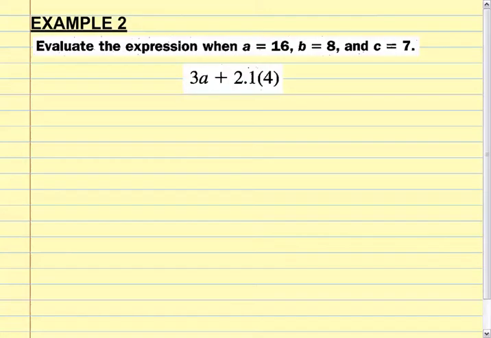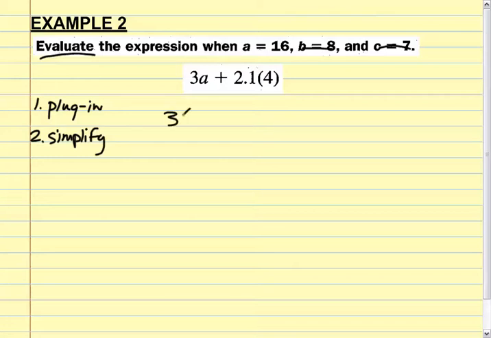All right, it says evaluate the expression when A is 16, B is 8, and C is 7. Now, what variables do I have in this problem, Coolest? You have A. I only have A, so I don't need to even worry about those, right? Okay. But it says evaluate. And Casey, what is evaluate? Plug in. Simplify. Okay.